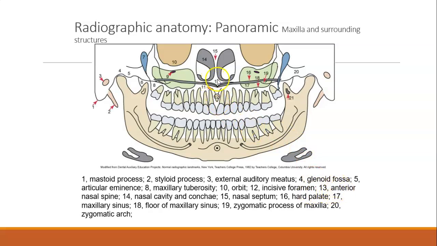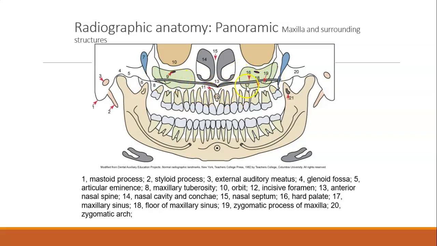13 is the anterior nasal spine. 14 is the nasal cavity and the concha. 15 is the nasal septum. There's a couple of panos I saw, you hear people saying, well, I have a deviated septum, and there was one film where you could see it super well. It just went off to the side. 16 is the hard palate. You can see it's a radiopaque line hovering above the apices, the hard palate.